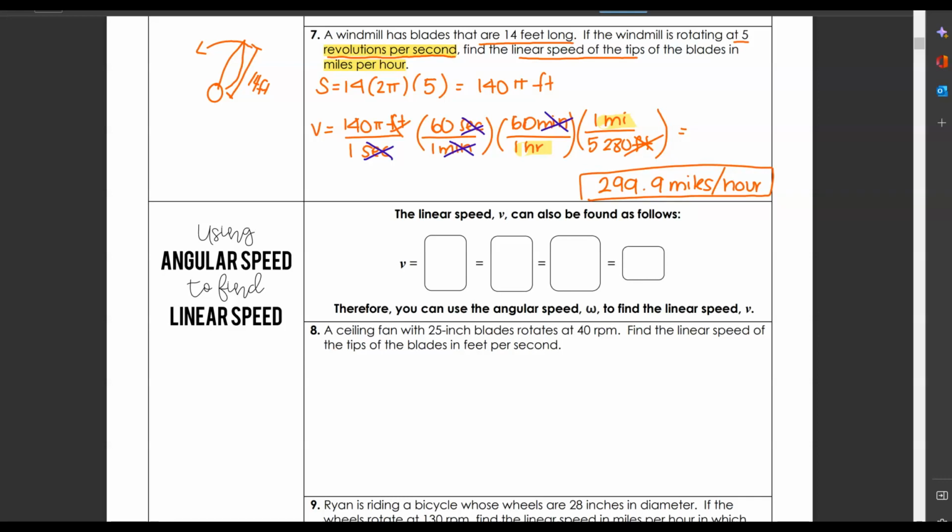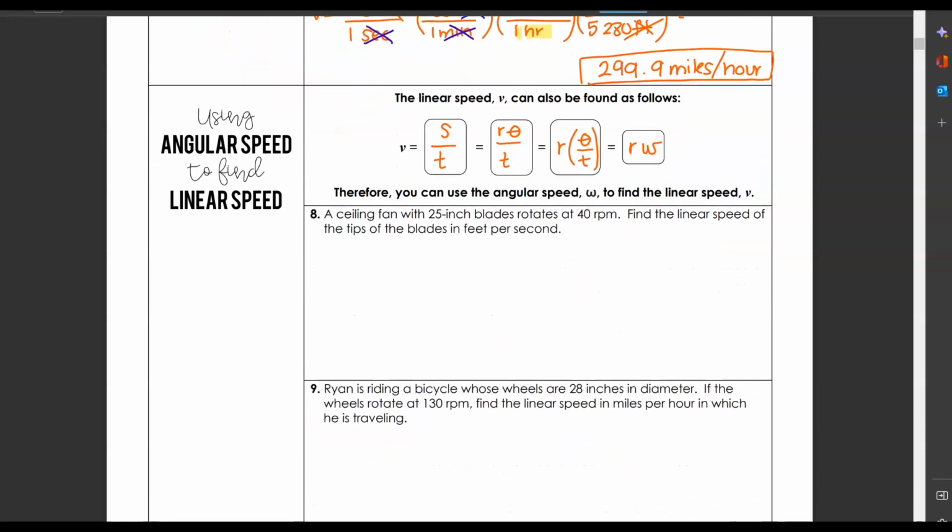All right, the linear speed v can also be found as follows. We can see it as arc length over time. We can also see it as r theta over time, right? Because remember, radius times theta is the equation for our arc length. Which means that this is the same thing as this, because notice here's theta over t, and that is our omega. So these are different ways that we can view this formula.